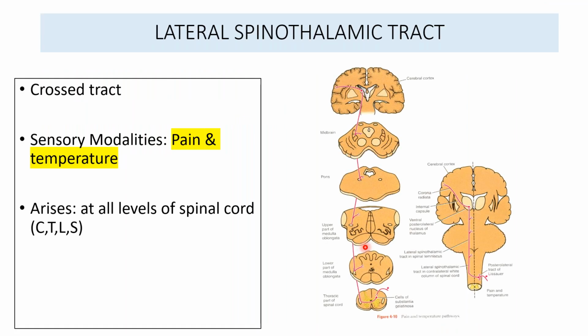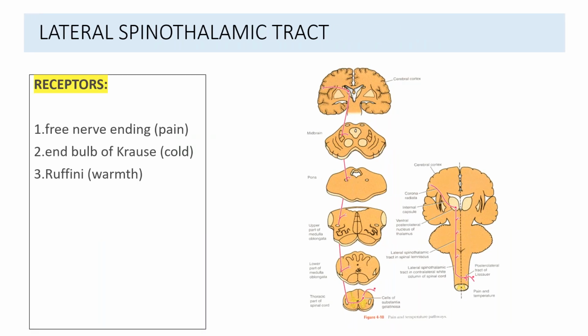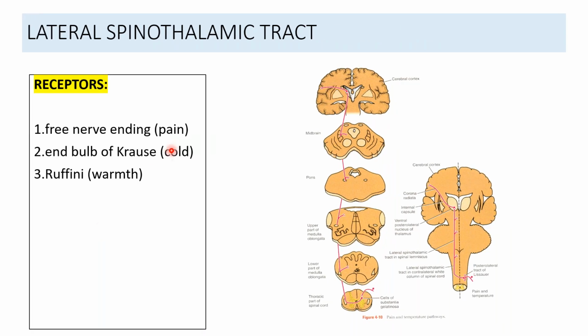Now coming to the third part, the last part of our spinal ascending tracts, that is the spinothalamic tract. There are two, the lateral and anterior spinothalamic tracts. Pain and temperature are carried by the lateral spinothalamic tract, and they are crossed tracts that arise at all the levels of the spinal cord. The pain receptors are the free nerve endings, and the bulb of Krause and Ruffini for the cold and warmth response. So temperature and pain, remember, are carried by the lateral spinothalamic tract.